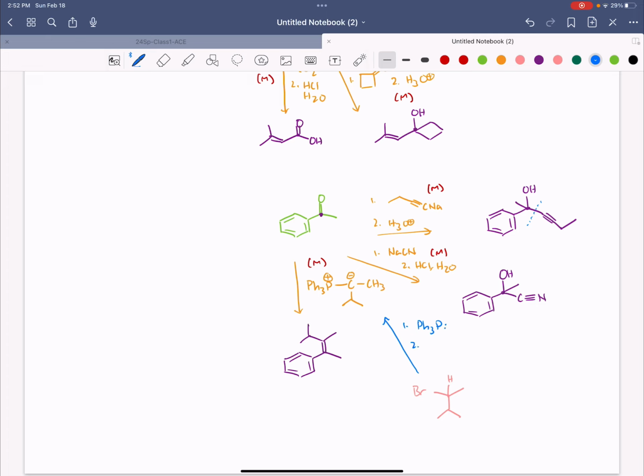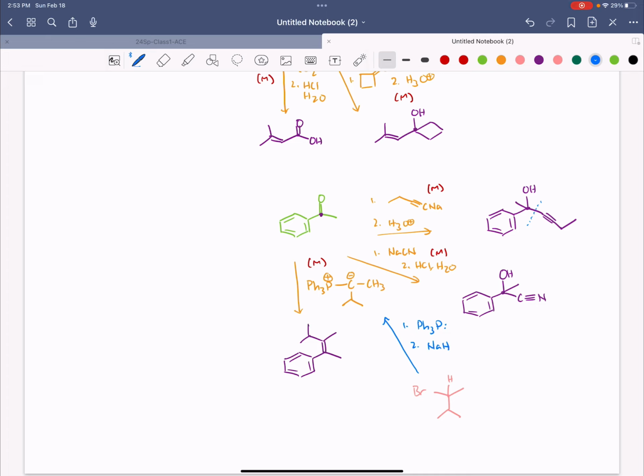And 2, once that P attacks, this phosphorus attacks this carbon and kicks out bromine, we've got to get rid of this H, because that carbon has no H's, right? And we're going to use a strong base, and I think I use NaH in the handout. Okay, that's class 4.